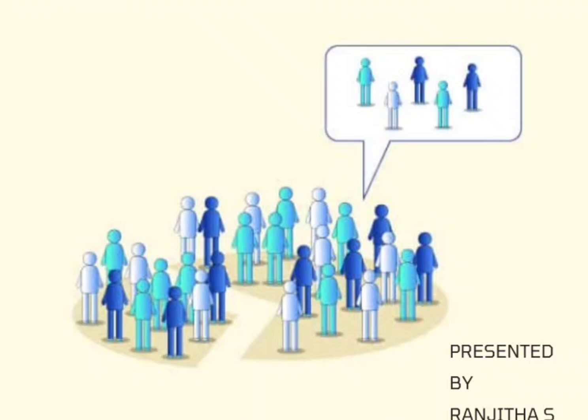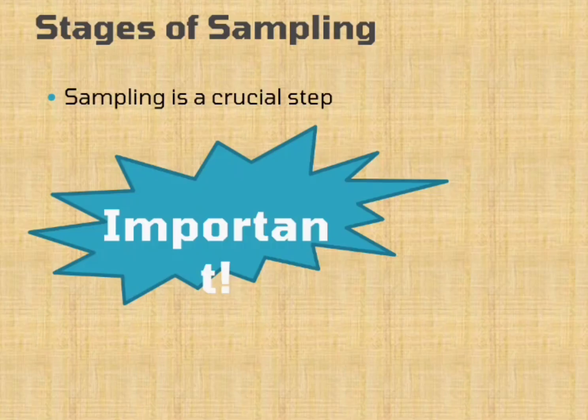Today, I will be dealing with stages of sampling. As all of us know, sampling is a crucial step in the context of research. It's very important for a researcher and an investigator. The selection of sample is a crucial research decision, and the process of sampling involves certain stages.